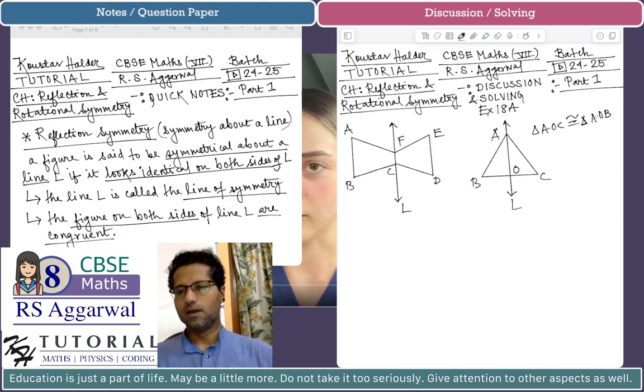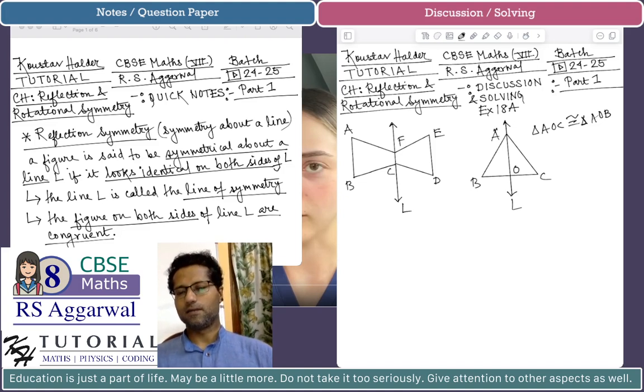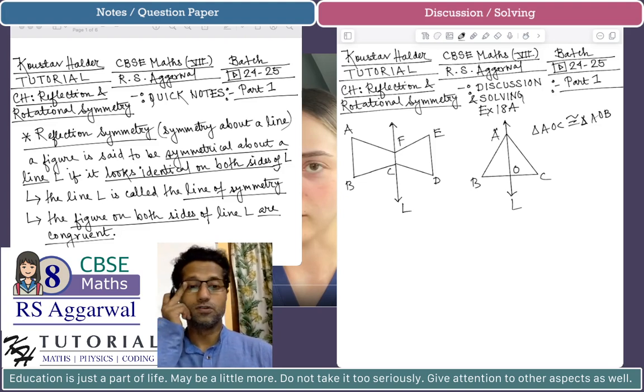For this example, the line of symmetry is vertical. So the part of the triangle ABC on the right hand side of the line L, that is triangle AOC, is looking identical to the part of the triangle ABC on the left hand side of the line of symmetry L, which is the triangle AOB. And so triangle AOB and triangle AOC look identical, which means they are congruent. So this is the basic idea of reflection symmetry, that is, a figure looks identical about a line on both sides, and that line is known as the line of symmetry.